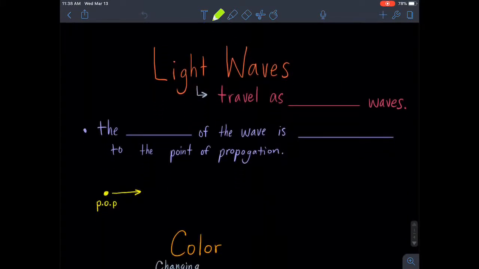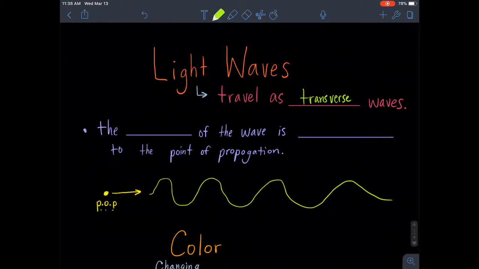Light waves do not travel as longitudinal waves. These ones travel as those other ones that were called transverse waves. So a transverse wave, if we remember, if we go down here to our point of propagation, a transverse wave is going to go up and down, and this is typically how we see them. Let's try again. Okay, that's a decent wave. So the wave looks more like rolling hills.